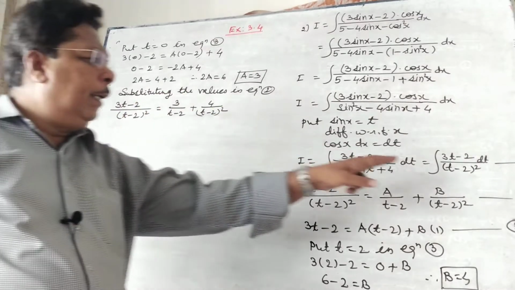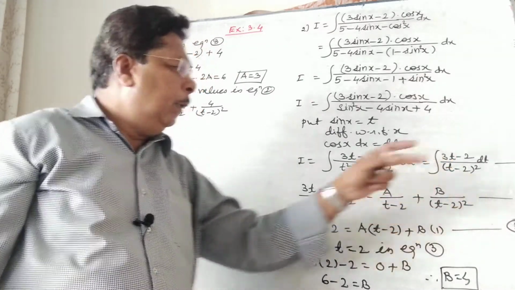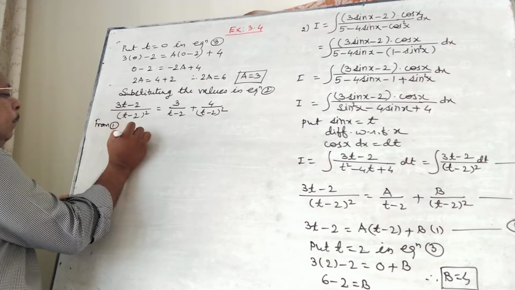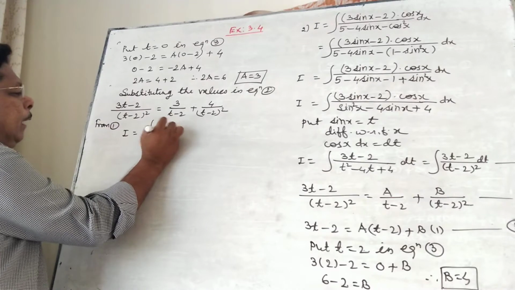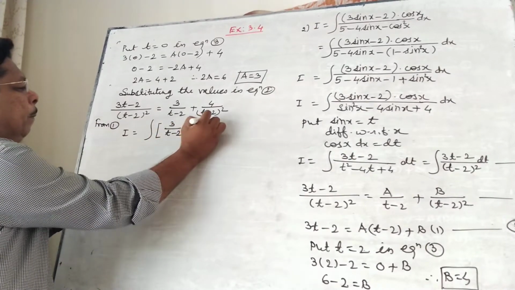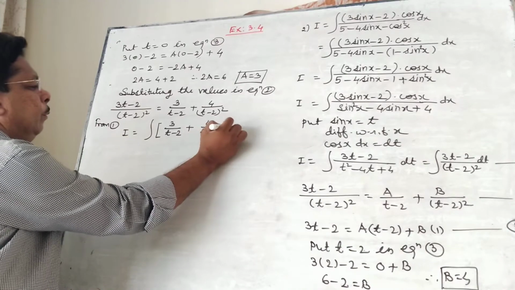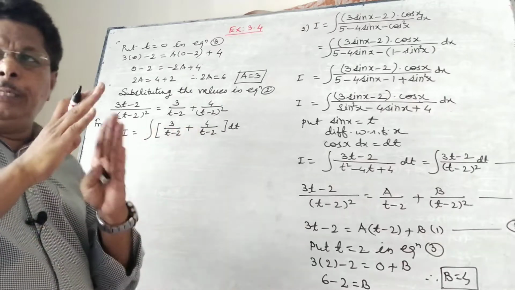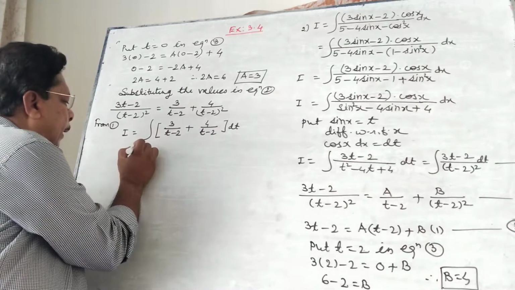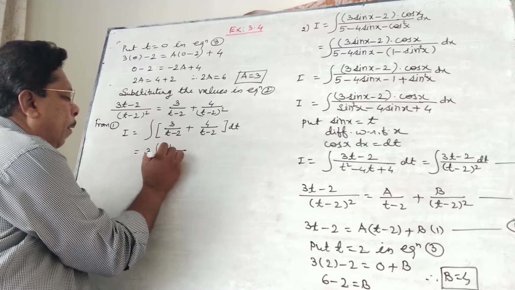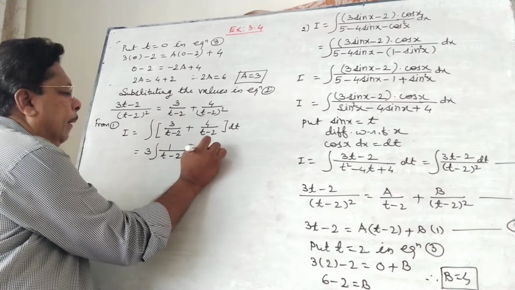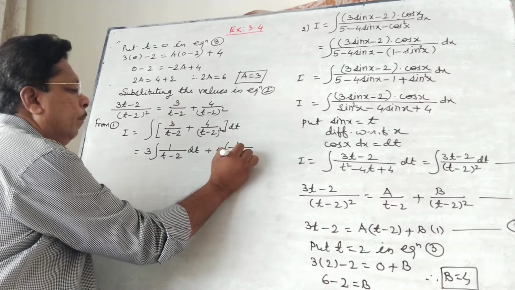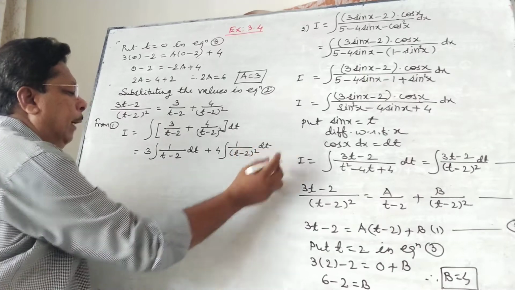Now the LHS is our given integral, that is equation 1. So put in equation 1, from 1, I is equal to integration of 3 upon (t minus 2) plus 4 upon (t minus 2) whole square dt. There are two terms, so separate the terms and take the separate integration. So 3 into integration 1 upon (t minus 2) dt plus 4 into integration 1 upon (t minus 2) the whole square dt.